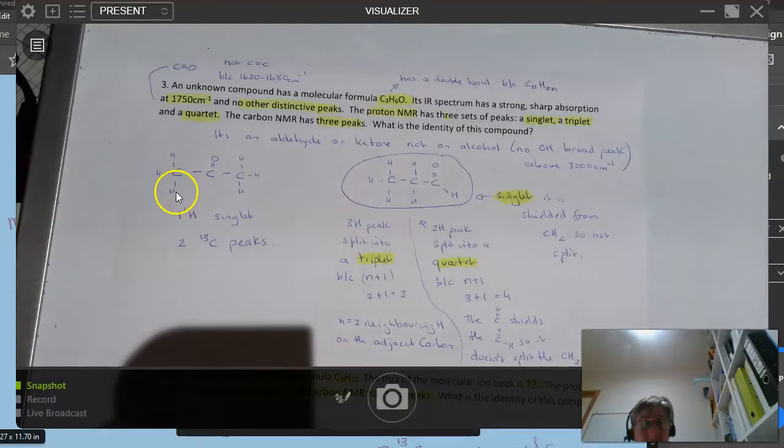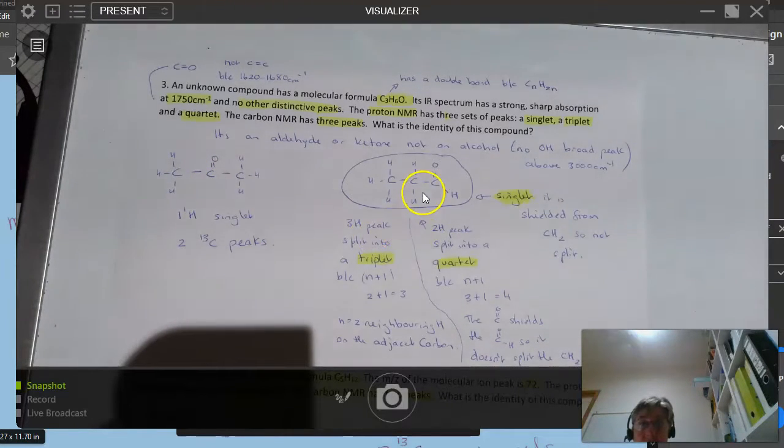They're all equivalent hydrogens. They're all on a carbon with 2 other hydrogens on them, and they've all got the same neighbour. So there would be just one big peak worth 6 hydrogens, the area, and it's not split because there are no hydrogens on the neighbouring carbon. There are 2 peaks on the carbon NMR because there are these carbons and this one.